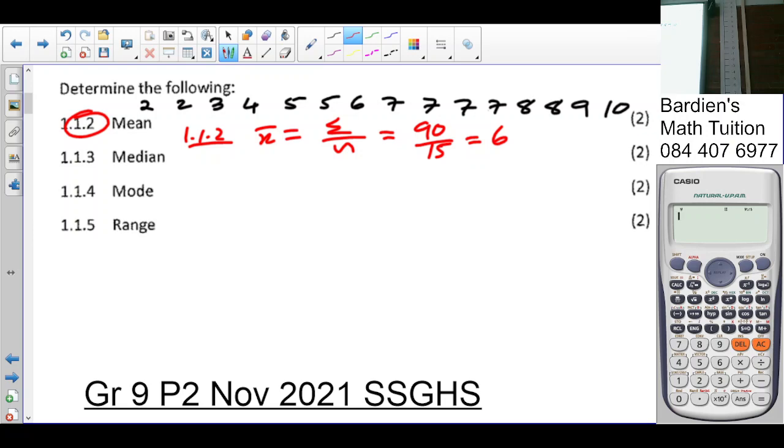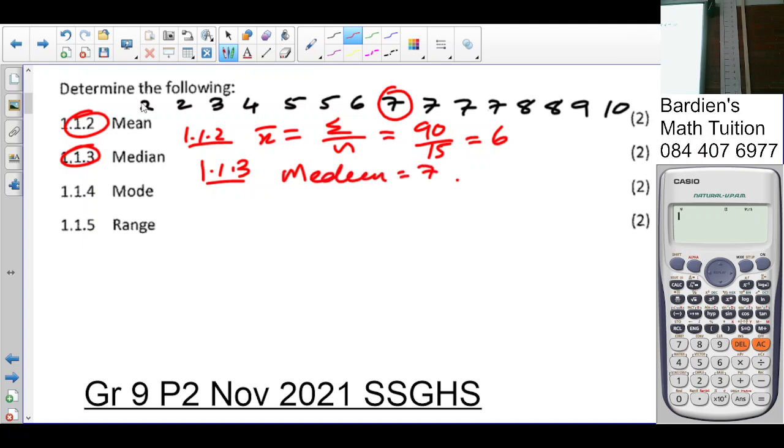Then 1.1.3 says the median. Now the median is the middle number. 15 divided by 2 is 7.5. So it's the 8th number. So I can play little games on myself. I put one finger here and one finger there, and I work my way to the middle. So 7 is in the middle. So your median is equal to 7.